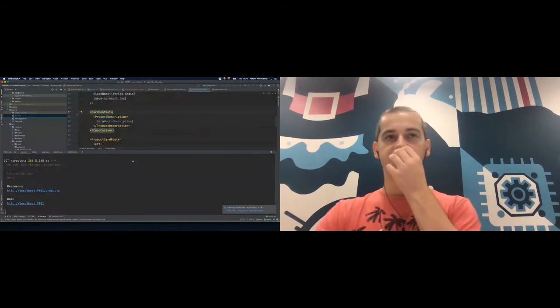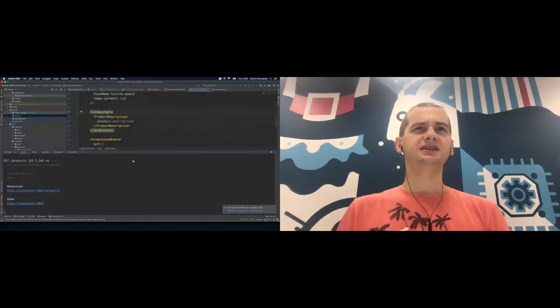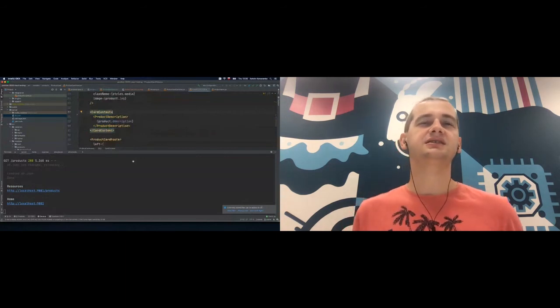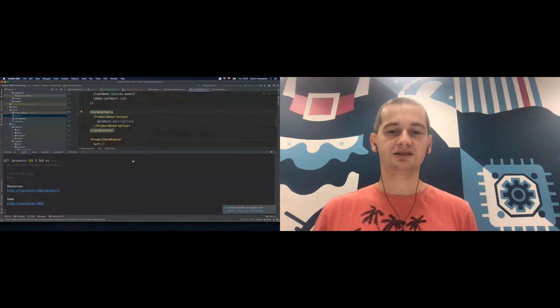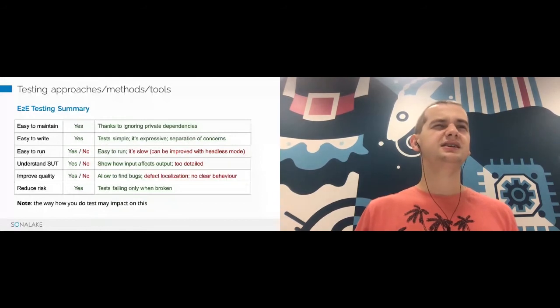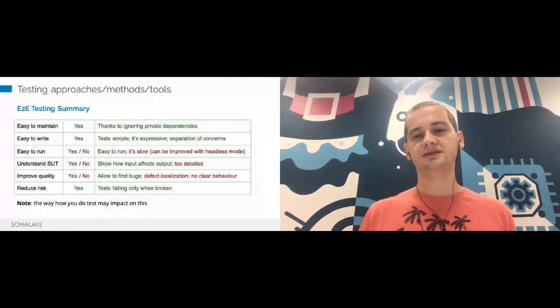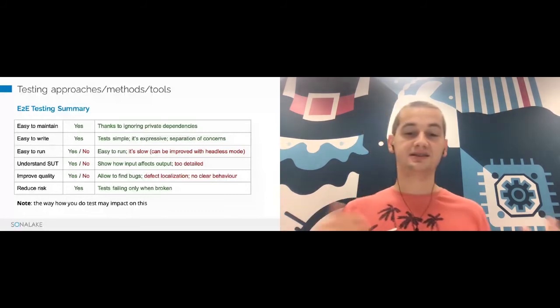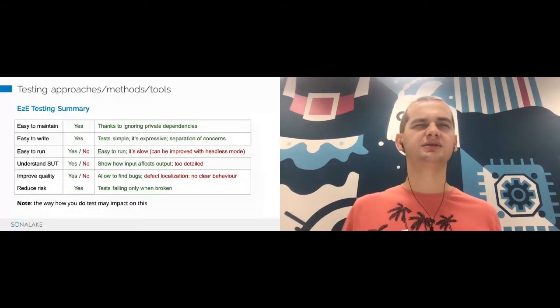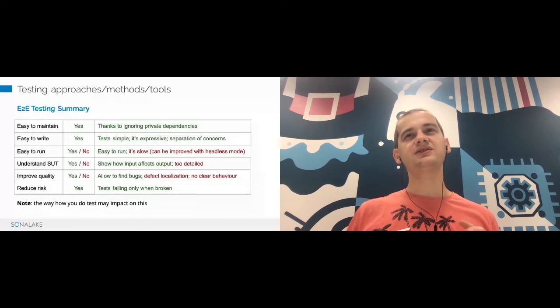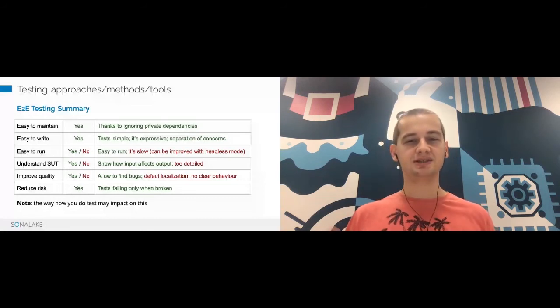to our summary, end-to-end testing. If we're talking about such kind of end-to-end test, it is easy to maintain because we basically test the whole application. We ignore private dependency. It's nice. It is easy to write, as you've seen. However, you may use other tools, for example, Protractor or Selenium or whatever. And then it's a question of the tool. It's expressive. We test in separated concern. Yes, we test in one separate concern here.